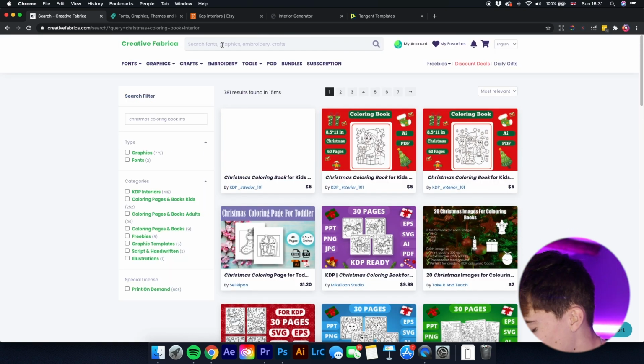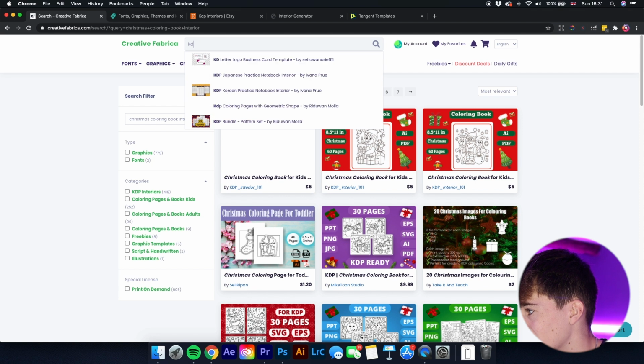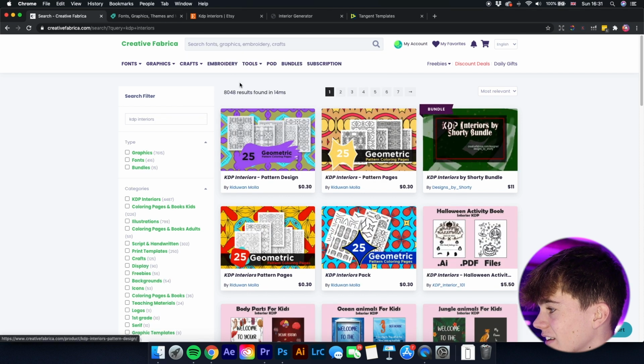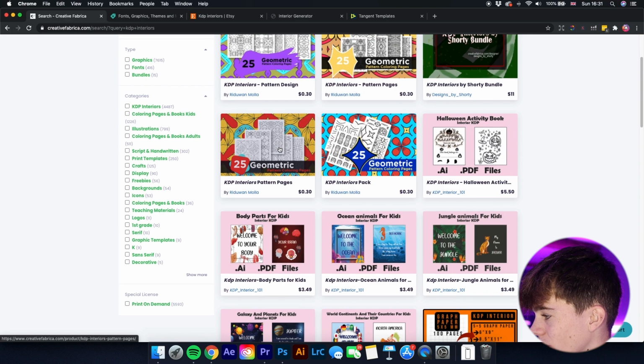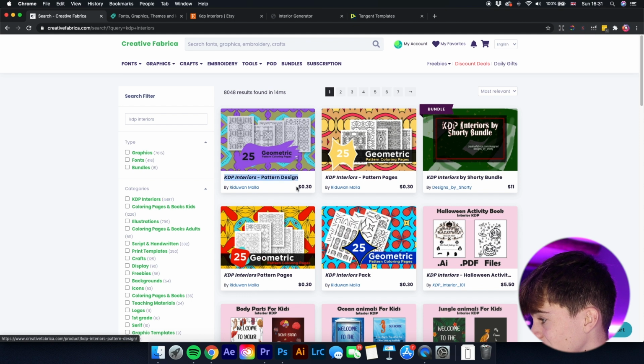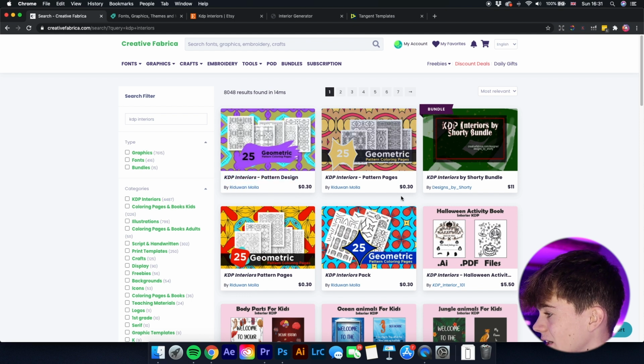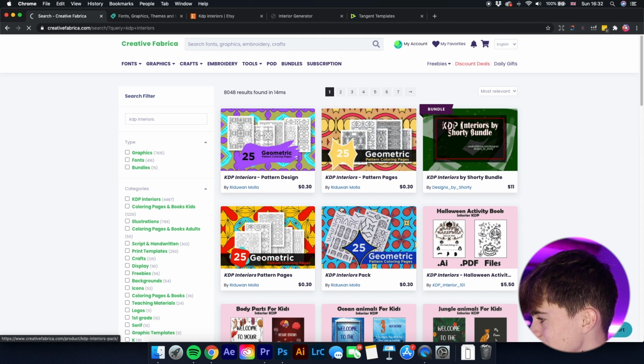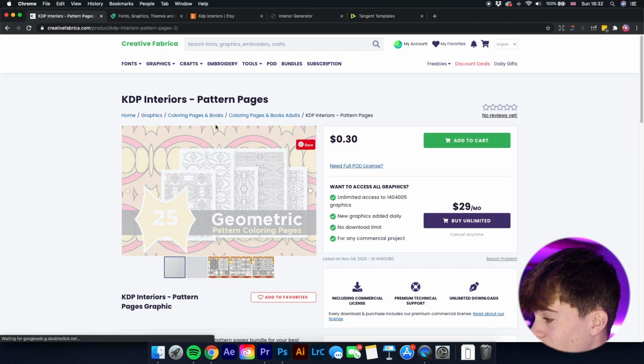And they don't just do colouring books. I can type in KDP interiors as well, and again, loads and loads of different niches, which is really great. Personally, Creative Fabrica is one of my favourites for getting interiors in different niches, because these are all made by sellers and there is a massive range. Some of these are very cheap, like KDP Interiors Pattern Design, which is only going for 30 cents. And this one here, you get 25 pages for 30 cents, which is obviously very cheap.